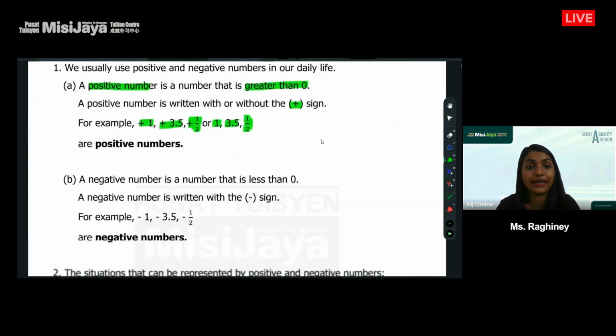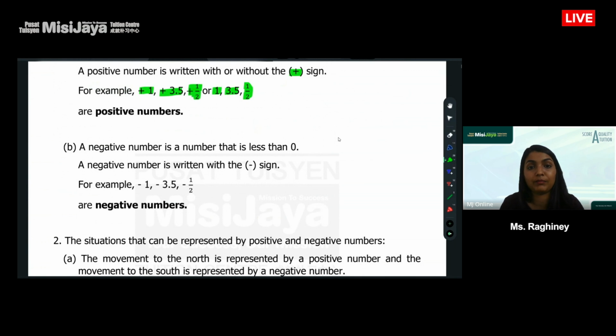How about negative numbers? Negative numbers are numbers that are less than 0. If it is a negative number, it is compulsory for us to write the negative sign. We have to write it like negative 1, negative 3.5, and negative 1 over 2. So these are negative numbers.